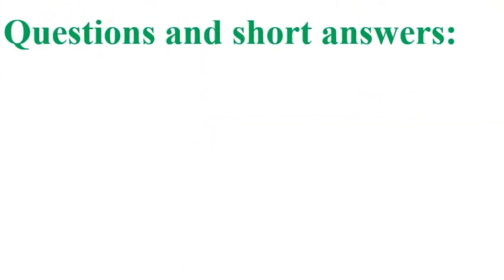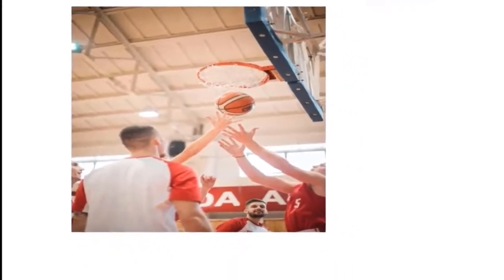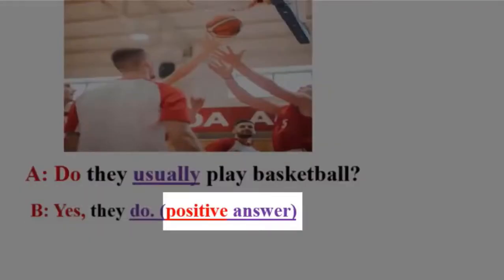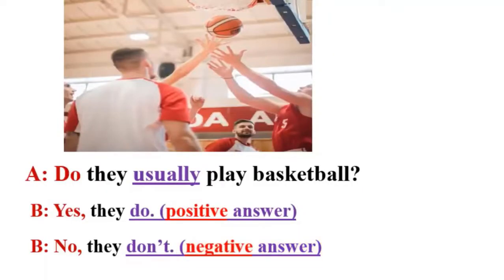Now, let's move to the questions and short answers. Let's have a look at photo number 1. We have here a dialogue. Do they usually play basketball? Yes, they do. This is a positive answer. No, they don't. This is a negative answer.